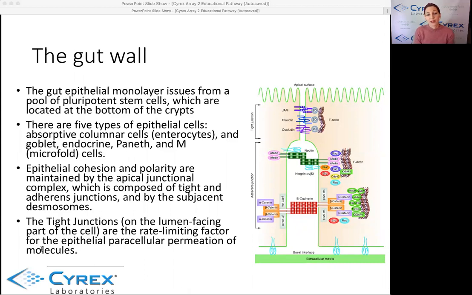So cohesion and polarity of the epithelia are maintained by the junction complex. The junction complex is made up of tight junctions and adherens junctions. You'll see here that tight junctions occur closer to the apical surface, which is the surface closest to the lumen of the gut. And then the adherens junctions are actually on the part of the cell wall closest to the basal membrane there. So the tight junctions are the rate-limiting factor for molecular paracellular permeation, and this is healthy function of this structure.